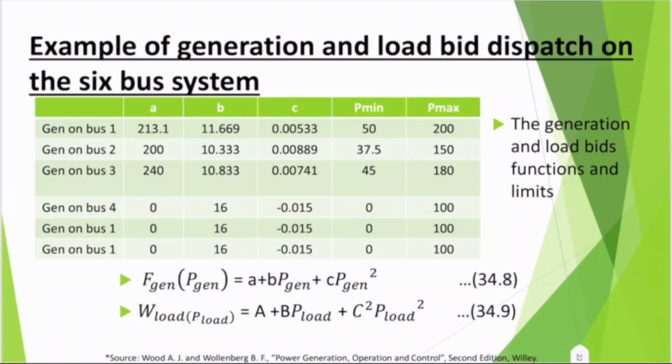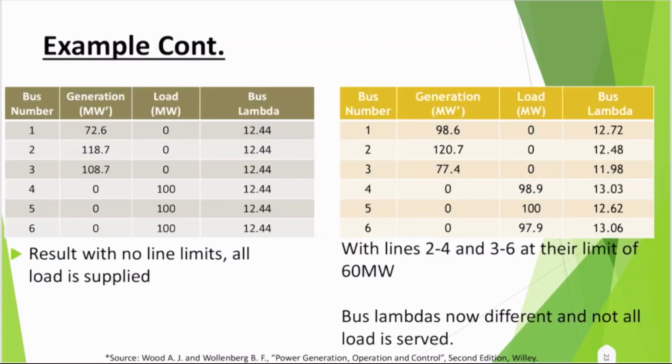Now the cost characteristic, that is F of P, is given by A plus BP plus CP square. We have already discussed this in the past. Similarly, the load consumer also may offer a non-linear cost characteristic, that is A plus BP plus C P square load. Now, if you see, there are 6 buses where generations are going to be 72, 118 and 108, and the rest 3 of them are not encouraged.